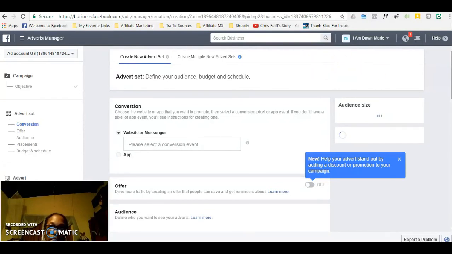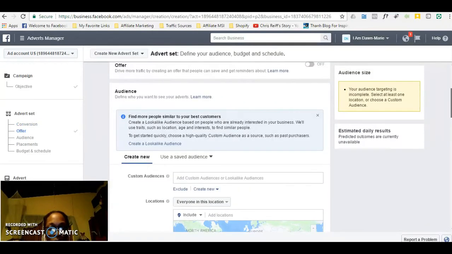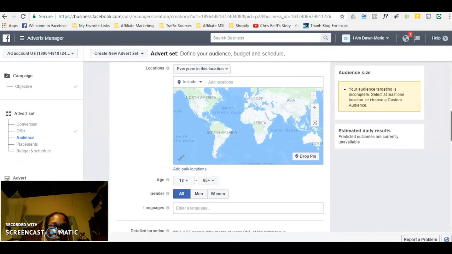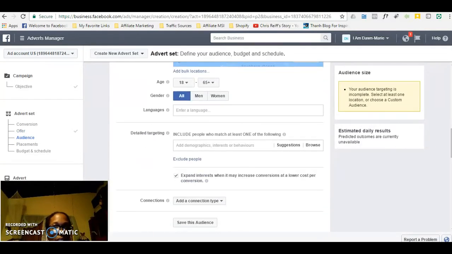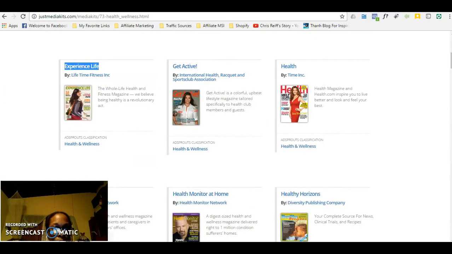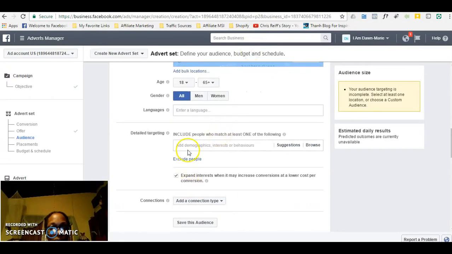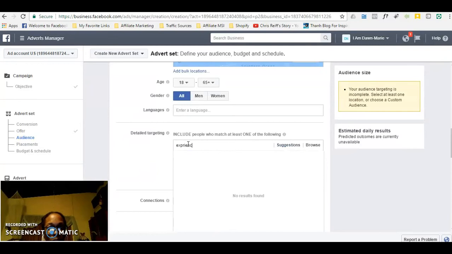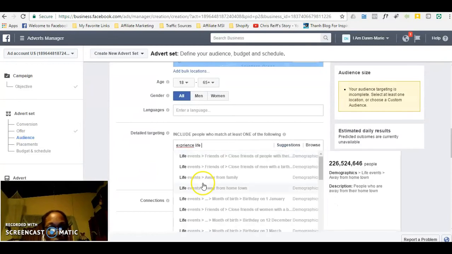Bear with me one moment whilst my screen. Okay, so I've just been able to restore my screen after it seems to have crashed a while. So the interest again that we looked at was Experience Life. So I'm going to go here where it says Add Demographics, Interests or Behavior, and I'm going to put Experience Life. Just type that in. Experience.